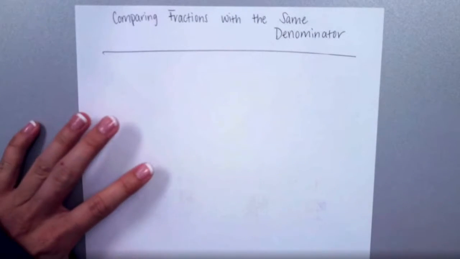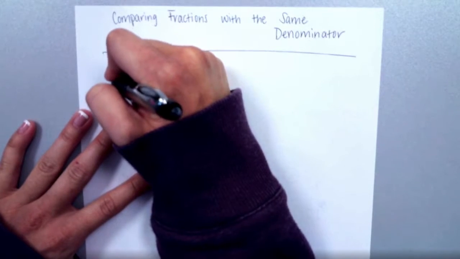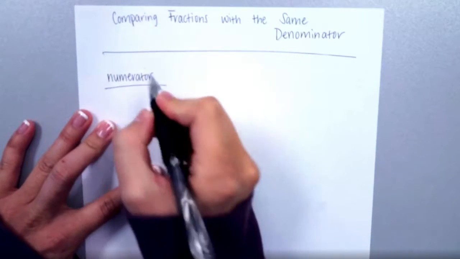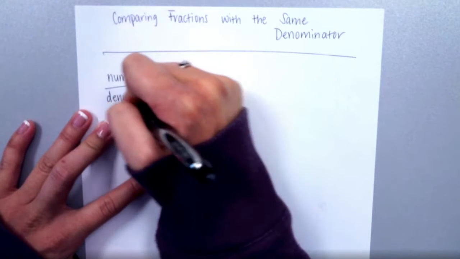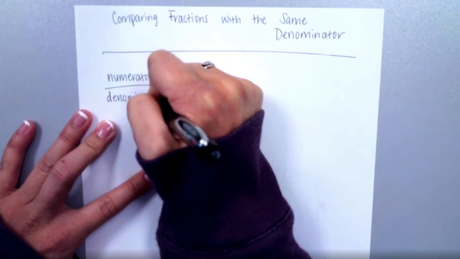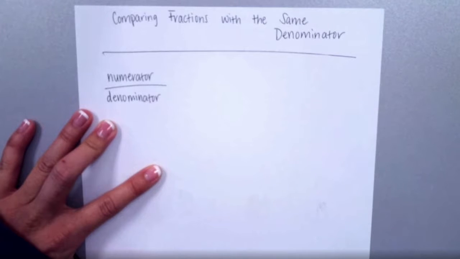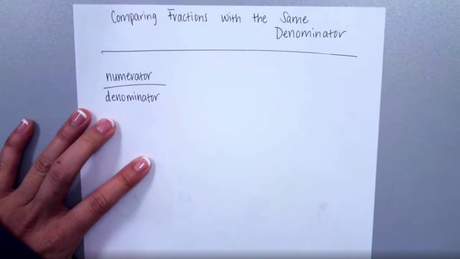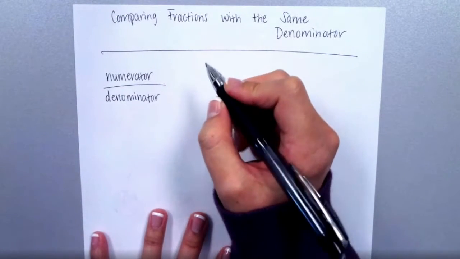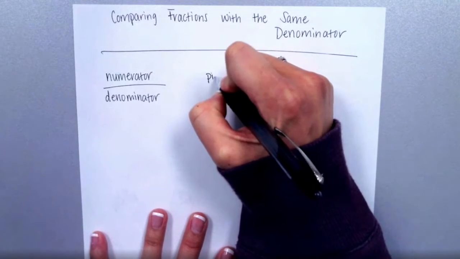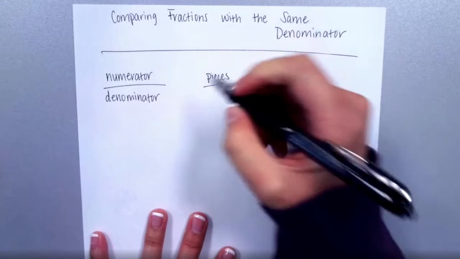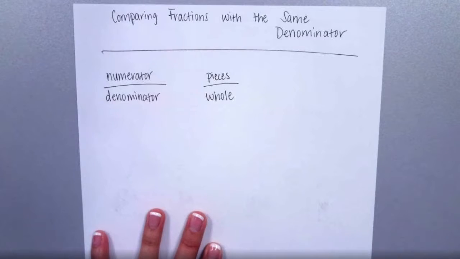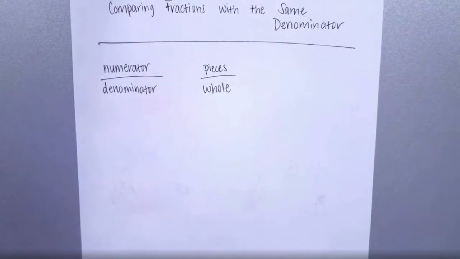So just a quick review. Remember, our numerator is on top. Our denominator is on the bottom. Okay? And just remember, the numerator is the pieces, and the denominator is the whole, right? That's just a quick review.